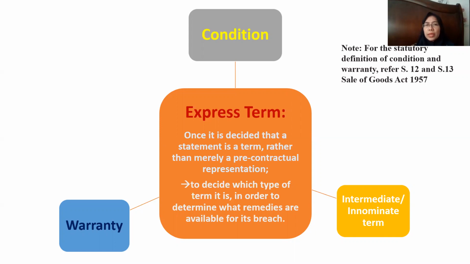To start with, the statutory definition of the words condition and warranty is contained in section 12 and section 13 of the Sale of Goods Act 1957. So other than the Contracts Act 1950, we are going to cross-refer to the Sale of Goods Act 1957. But again, the Sale of Goods Act is only limited to transactions involving sale of goods.